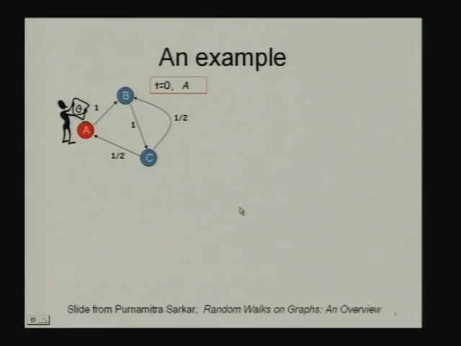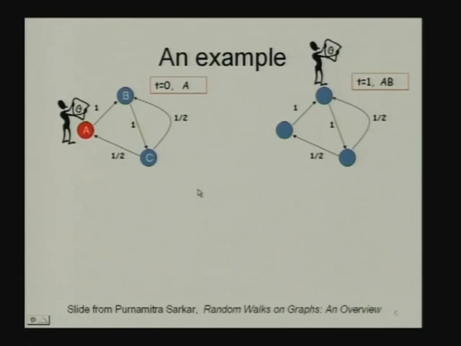So, what the random walk says is, suppose you start at node A, this was randomly chosen or given to you. So, at time t equal to 0, you are at A. Now, where can you move to in the next step? The only possibility is B.